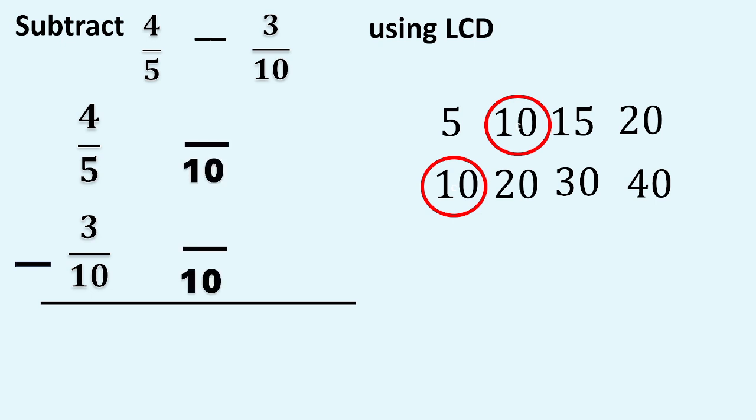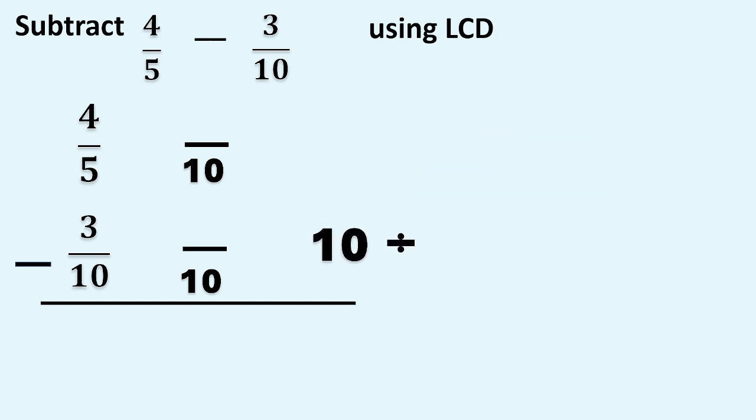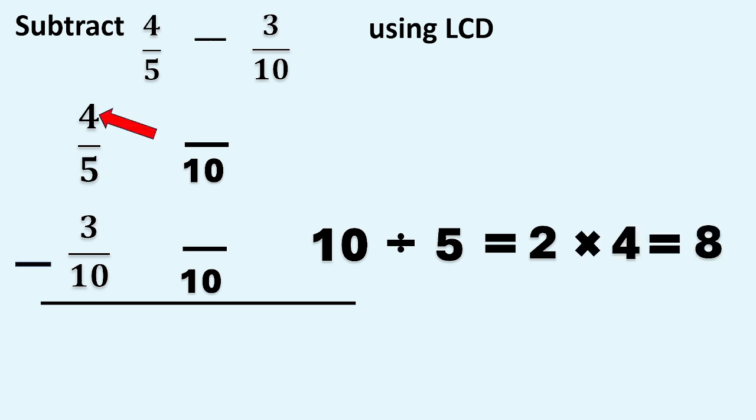Next, divide the LCD by denominator 5. 10 divided by 5 equals 2. Then multiply the answer by numerator 4. So 2 times 4 equals 8.